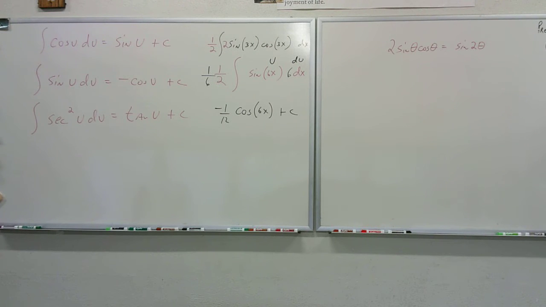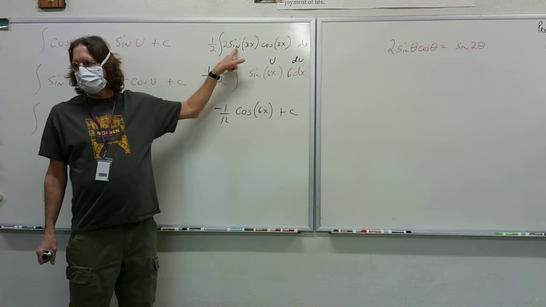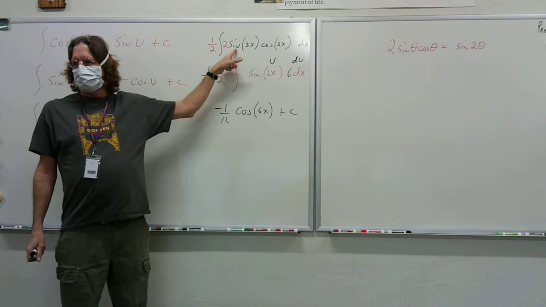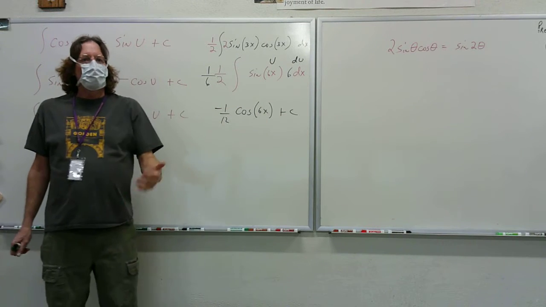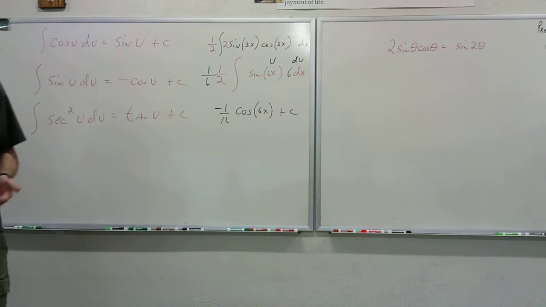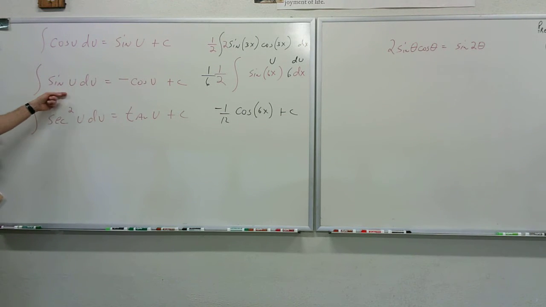But the trig identities come in very handy. I'm going to teach you some trig identities this year for when these are not the same even. Like if this was 3x and that was 2x, this rule wouldn't work. I'm going to teach you some trig identities to make those work because they come in real handy. Because if you can turn something into plain old sine or plain old cosine, it's easy to integrate. All right?